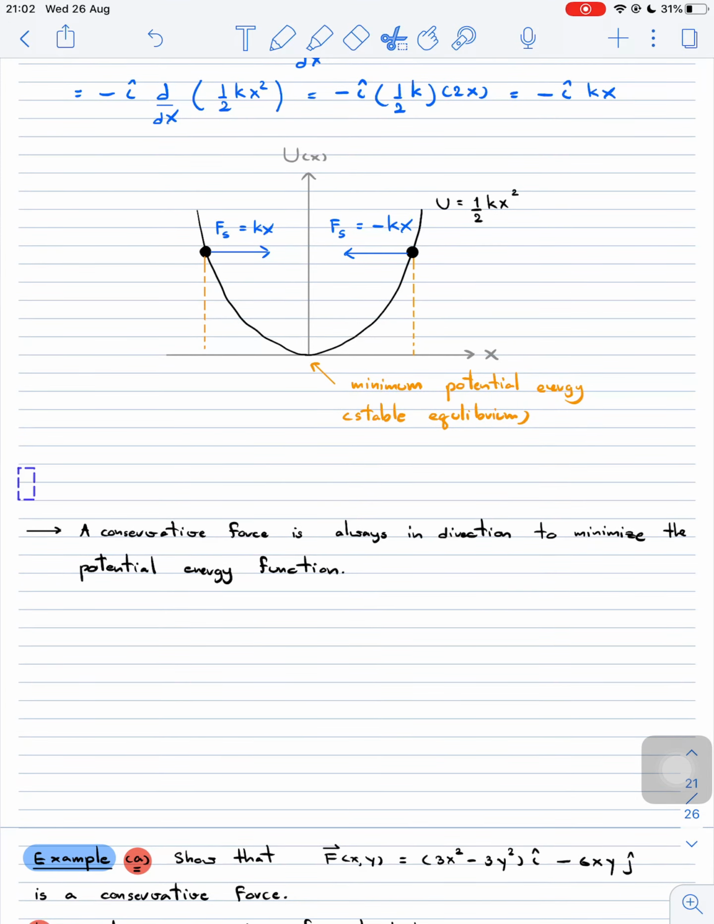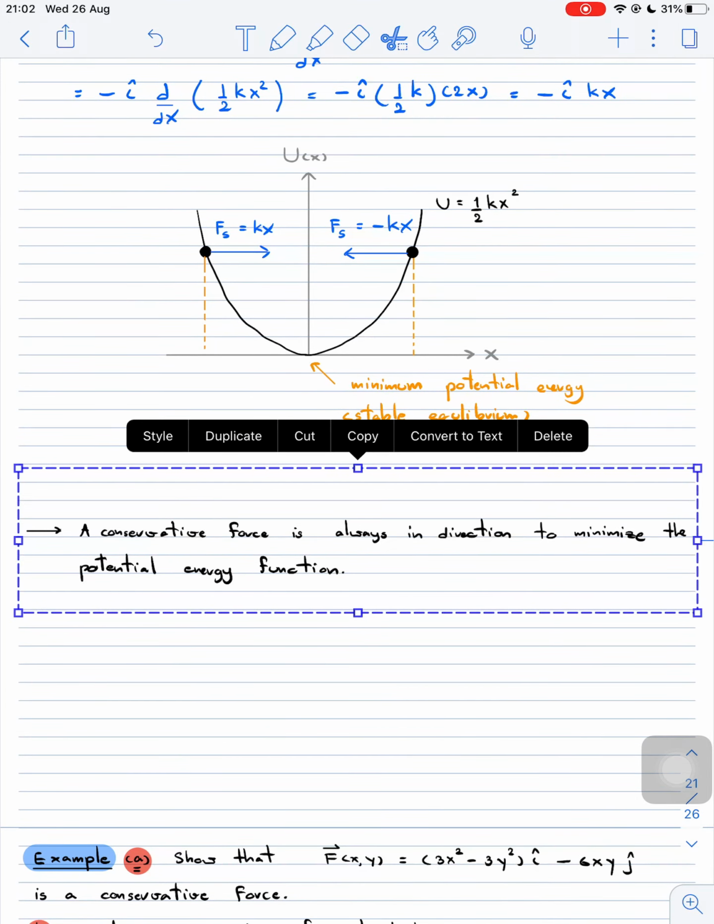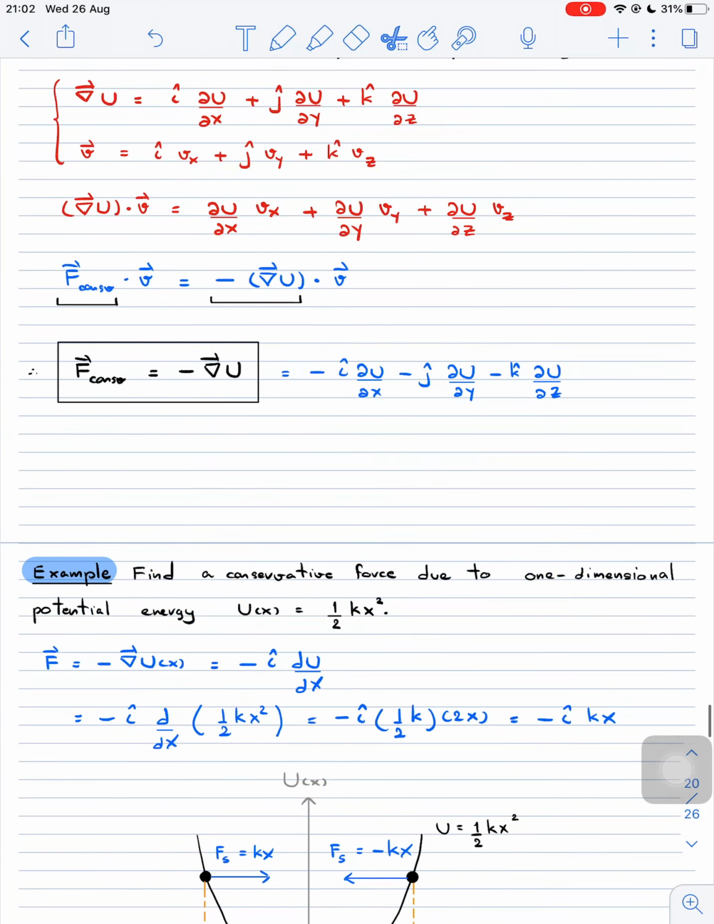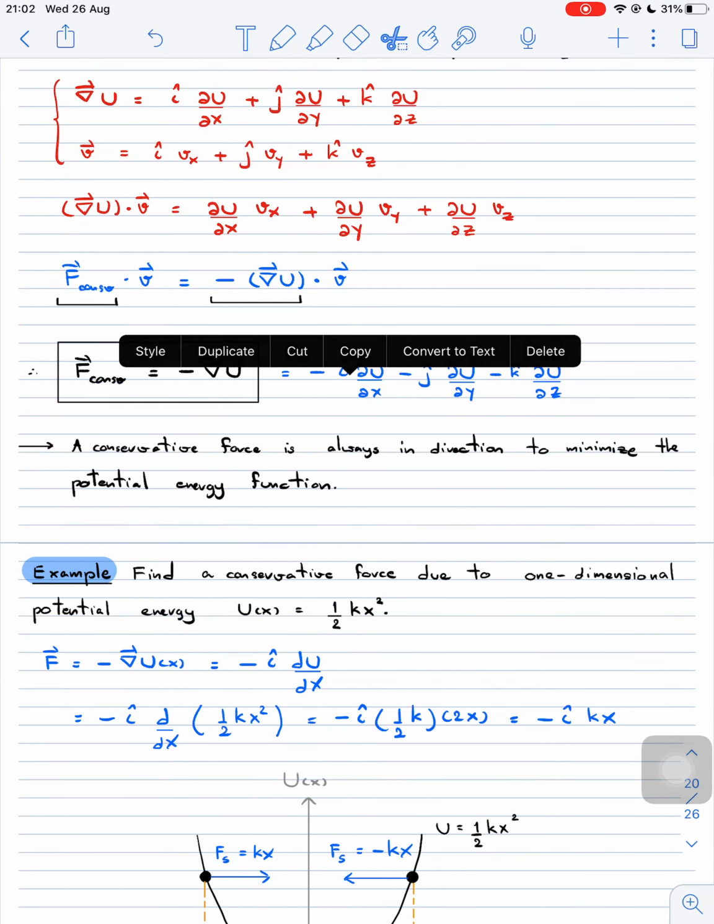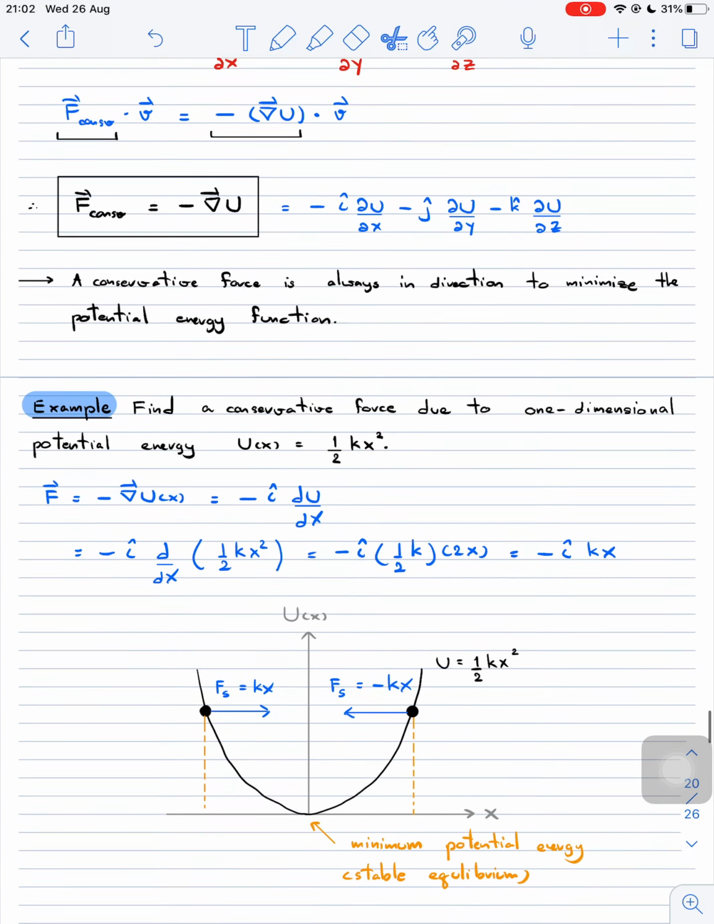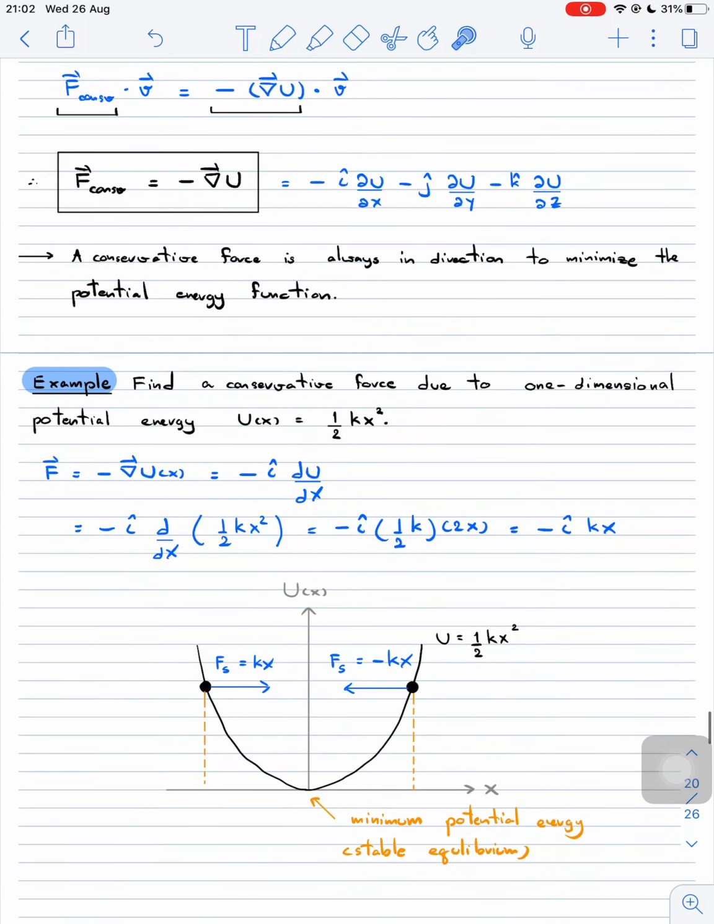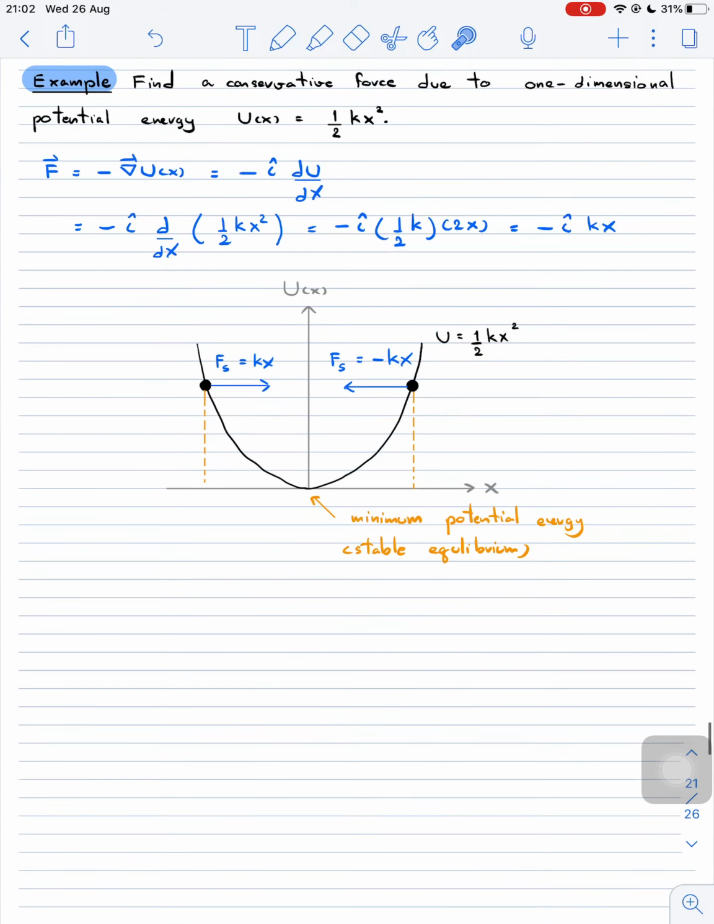Okay, so let me just move this sentence to here. Okay, so this will be the physical meaning of this relationship. Because the work done by the conservative force is always in the direction to minimize the potential energy.